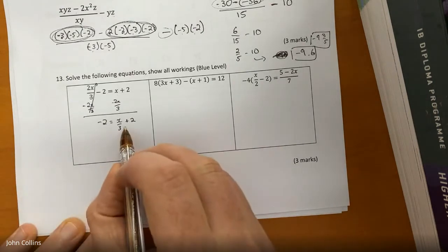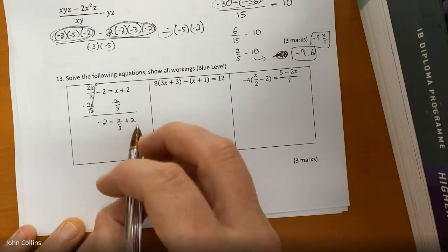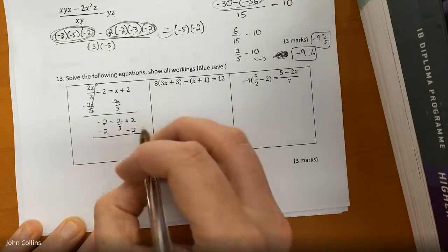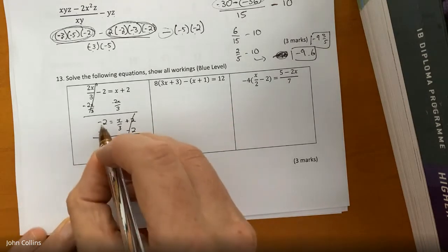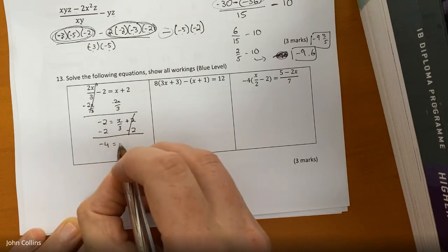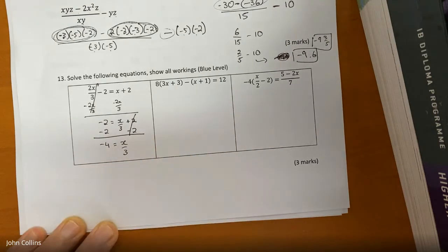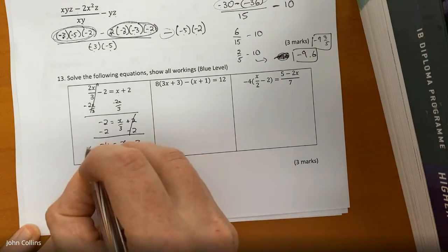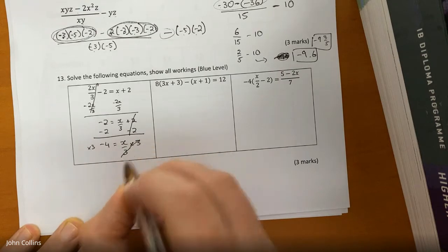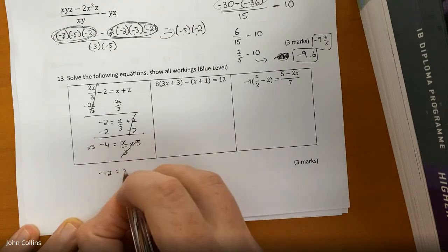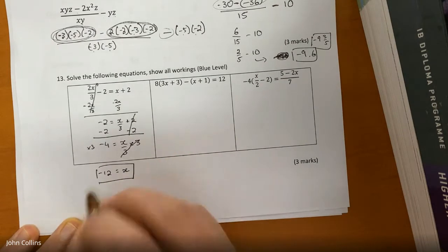Now, I want to get rid of this 3 and this 2. I can just subtract this 2 to get rid of this from both sides. That's gone, and I'm left with minus 2 minus another 2. That's minus 4. x over 3 equals minus 4. Okay, to get rid of a dividing by 3, I multiply by 3. So, 3 times minus 4 is minus 12, and x just equals it. And that is the answer.